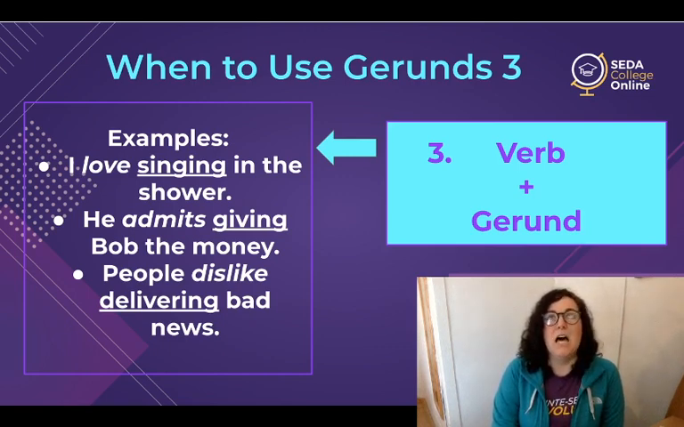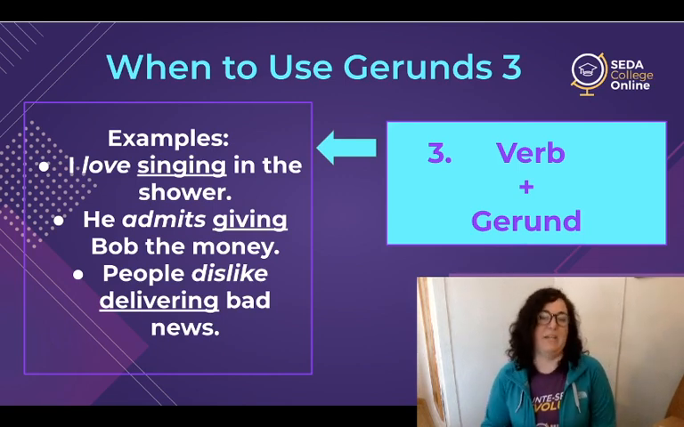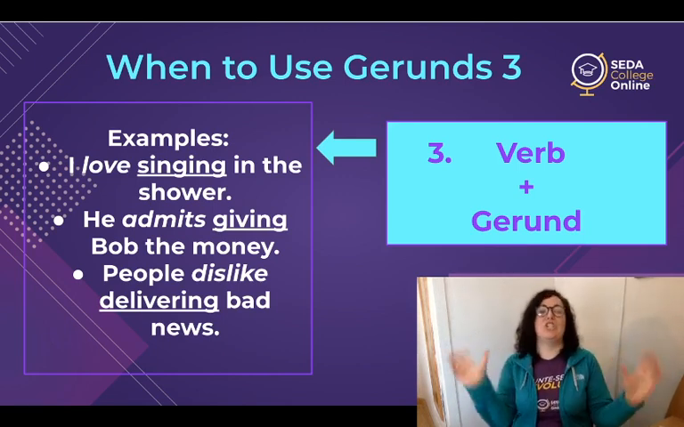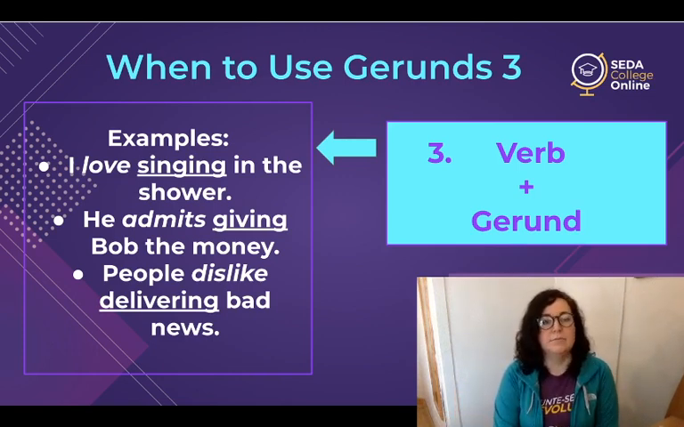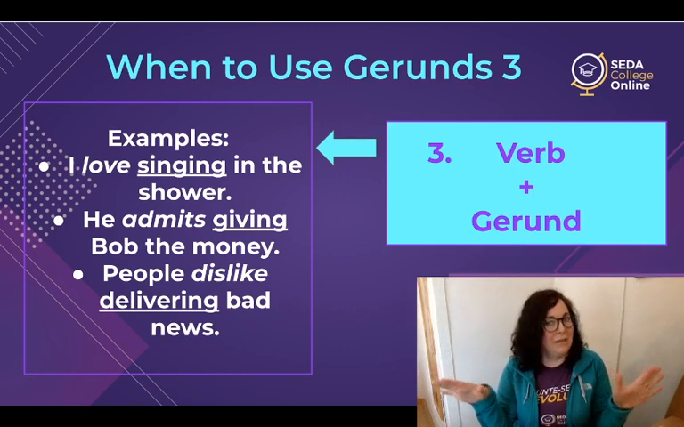Examples. I love singing in the shower. So after you say I love, I like, or I hate, I dislike, you're going to have a gerund because you're talking about that action in general with no time or place. Okay? I love singing in the shower. Well, you have a place in the shower, but no time. I don't know when. Anytime I'm in the shower, I love singing.